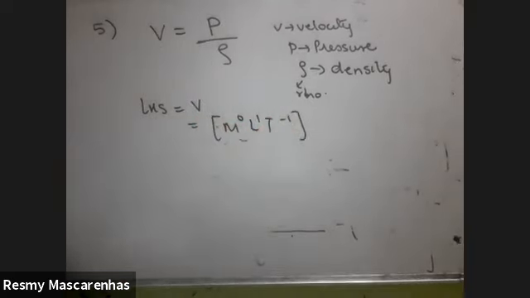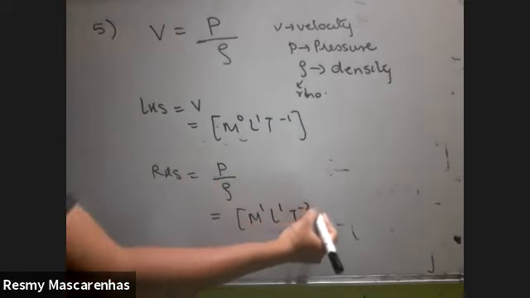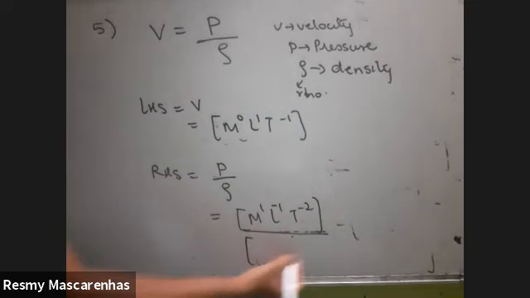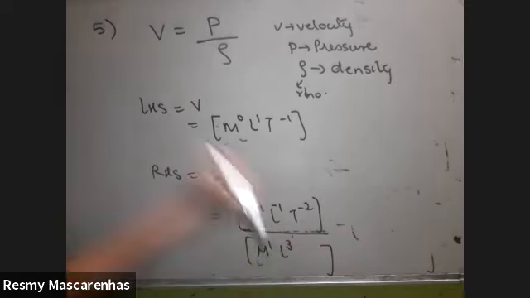Velocity and speed. Now, right hand side. Pressure upon density. So pressure is m1 minus 1, and then density, m1 L3 and T0.